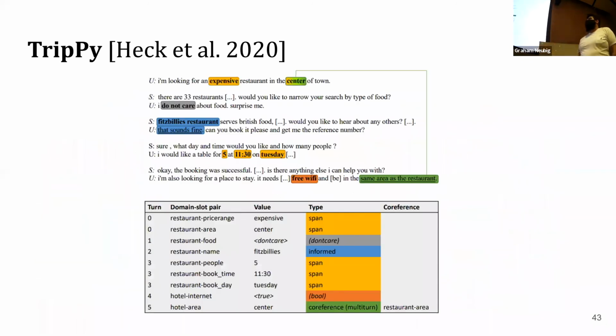And this is an example of how state tracking might work. In the first utterance, the user says, I'm looking for an expensive restaurant in the center of town. And expensive and center are attended to and added to this ongoing state that is being tracked. And then the system inform can be what it says, it's Billy's restaurant. When the user says that sounds good, that fits, Billy's restaurant that was informed by the system is added to the dialog state. Any questions about state tracking?